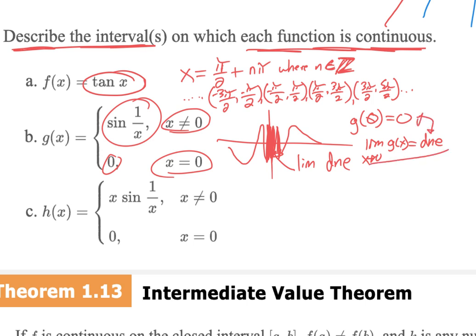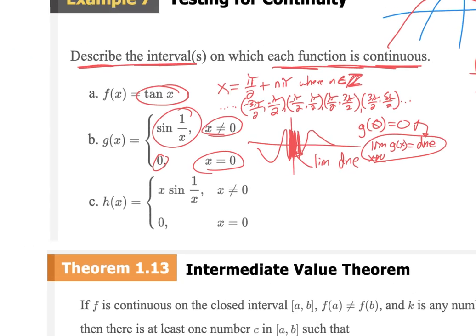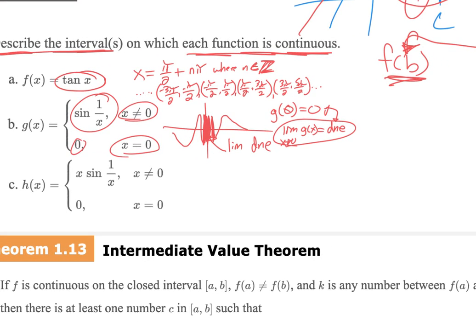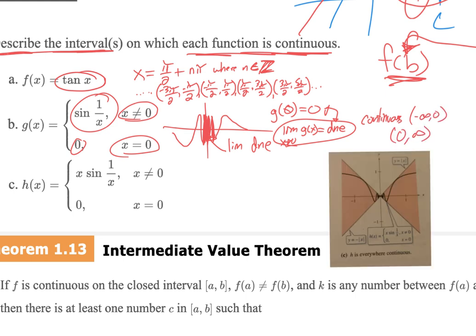So because the limit of sine of 1 over x does not exist, this is not continuous at x equals 0. So this would be continuous from negative infinity to 0 open interval and 0 to infinity.